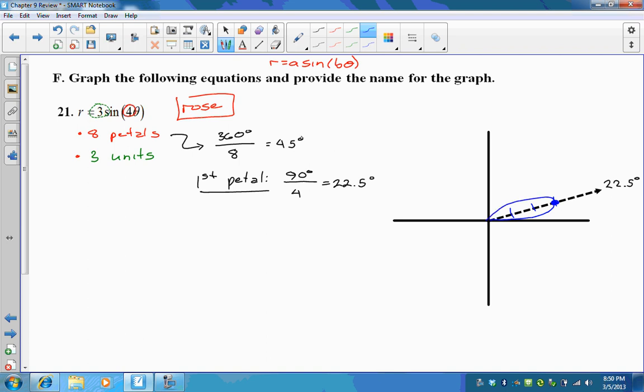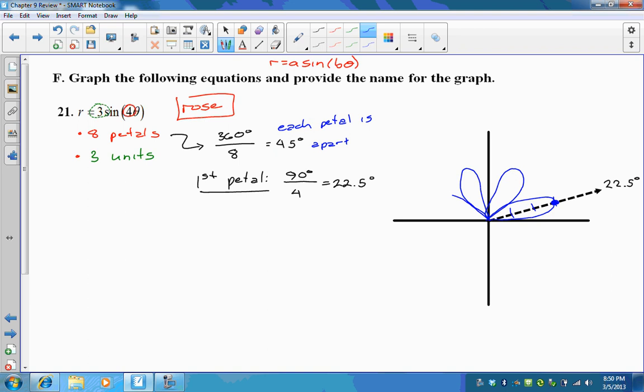And each petal is 45 degrees apart. That's what 360 divided by 8 told me. So if I moved 45 degrees more, 22 plus 45 is 62, and that's going to put me somewhere up in here. What we're going to end up having here is 2 petals in each quadrant. We are supposed to have 8 petals.